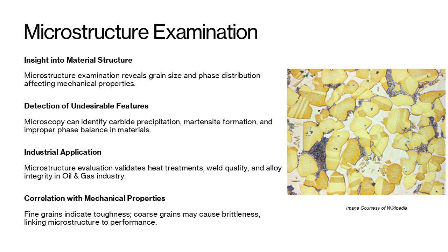Microstructure examination provides detailed insight into a material's internal structure, enabling inspectors and weld engineers to understand how grain size, phase distribution, and metallurgical transformations influence mechanical properties. Using optical or electron microscopy, examiners can detect undesirable microstructures such as excessive carbide precipitation, grain boundary sensitization, martensite formation, or improper phase balance.